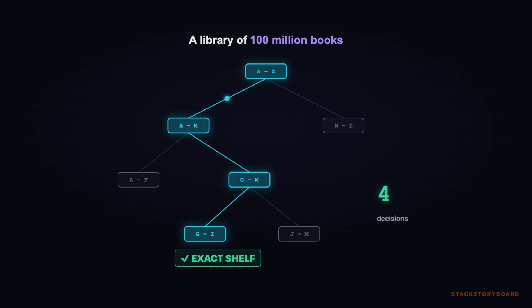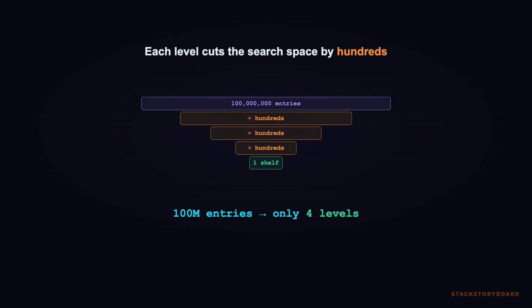That's a B-tree. Each decision cuts the search space in half, or actually in hundreds. A B-tree with 100 million entries? You only need to check about 4 levels. 4 pages. Done.